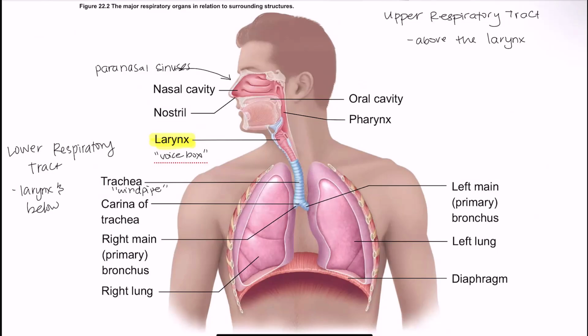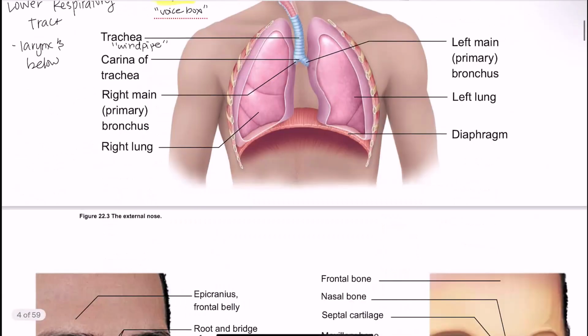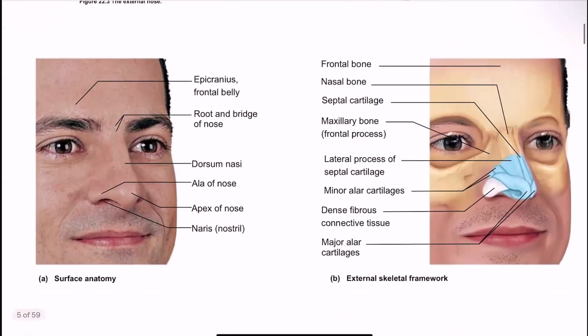Windpipe. That's your air tube, right? And then everything that's below it, we need to zoom in a little bit on that to see. So first let's talk about the upper respiratory tract. The nose. We'll start with the nose.